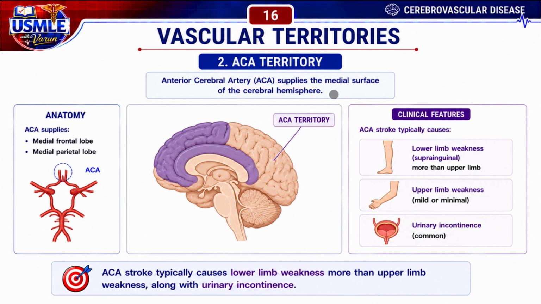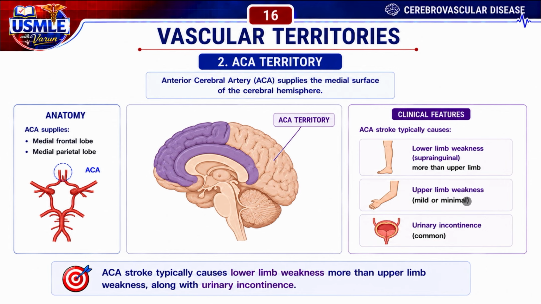So anterior cerebral artery supplies the medial surface of the cerebral hemisphere. ACA supplies the medial frontal lobe and the medial parietal lobe. So this artery, which is labeled in this image, is the anterior cerebral artery, and this is the territory that's supplied by the ACA.